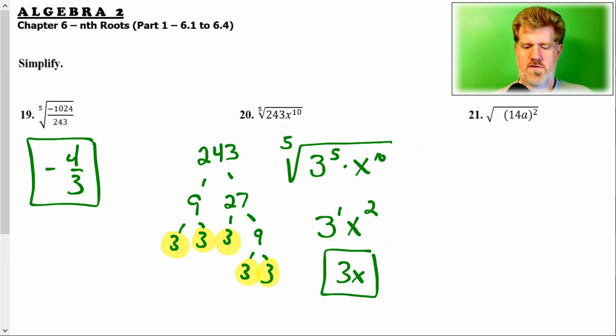Square root of negative 14a squared. Now, the square root and the square cancel each other out. Remember, if we don't put a number up there, we assume it's 2. What's 2 divided by 2? It's just 1. This answer is 14a.